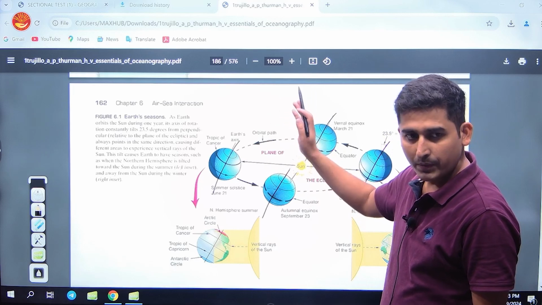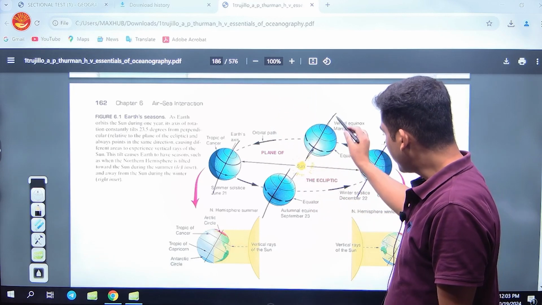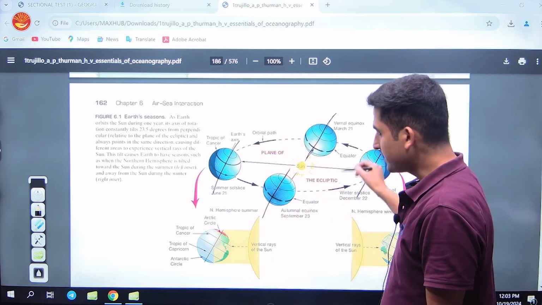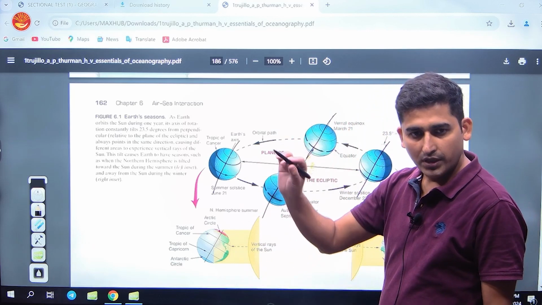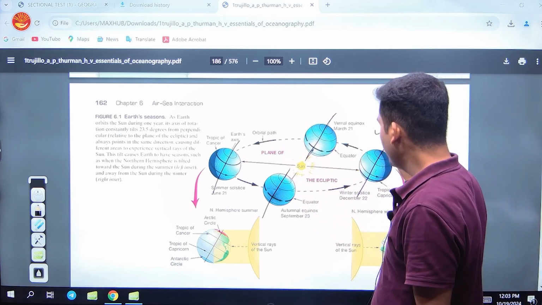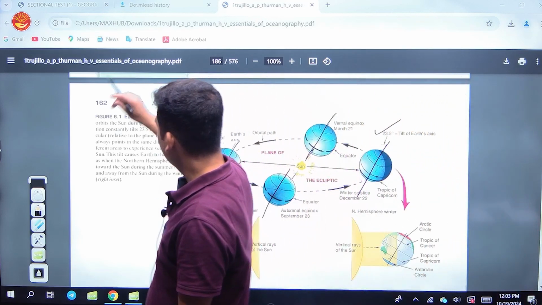23.5 degree from the perpendicular to the plane of ecliptic. This particular phenomenon is known as axial parallelism. Okay, at each and every point this axis will always point 23.5 degree away from the perpendicular to the plane of ecliptic. Okay, so that is absolutely, what was that question?